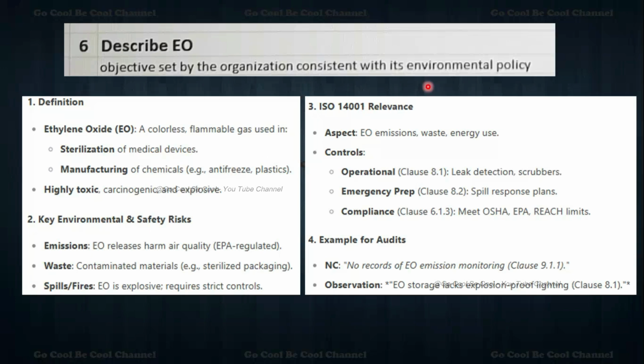ISO 14001 relevance. Generally it talks about aspects, EO emission, waste, energy use, operational control, emergency preparation and then complaints. What are the examples for audits? NC means no records of EO emission monitoring, clause number 9.1.1. Observation: EO storage lacks explosion-proof lighting, clause number 8.1.